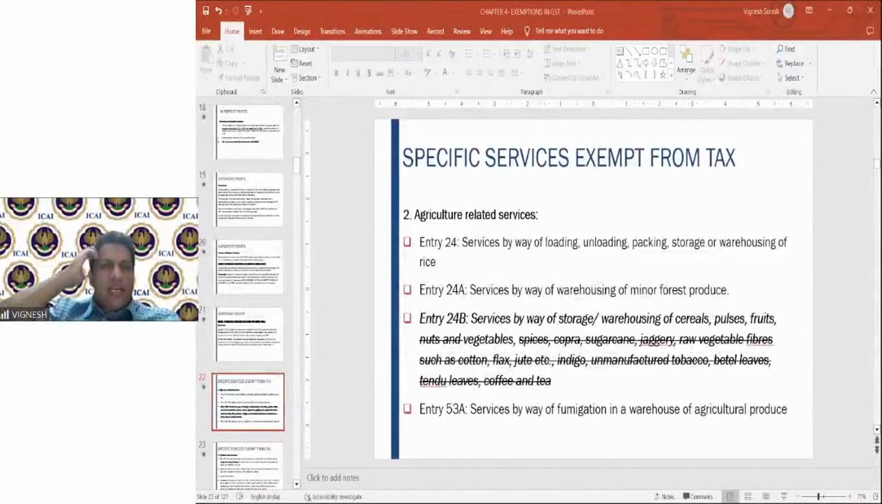KMVN is basically a charitable organization. In the question, of course, we are not expected to remember what is a specified organization or not. So therefore, in the question, it will be clearly given. Don't worry about that.